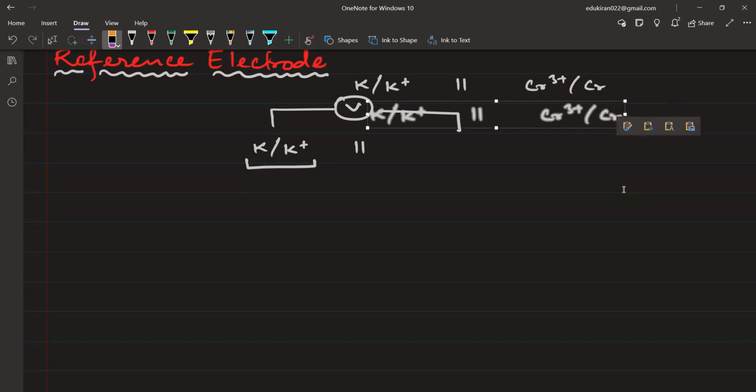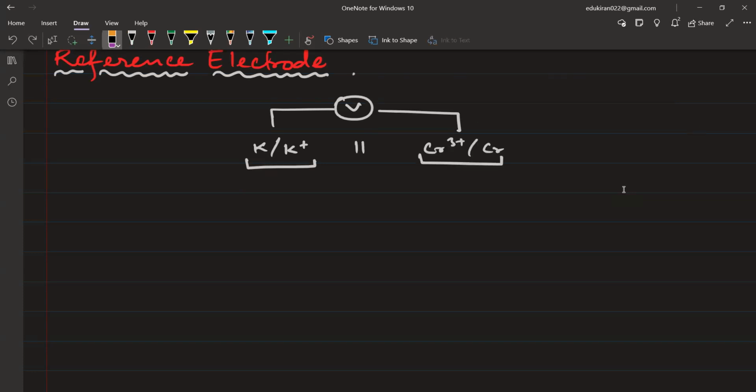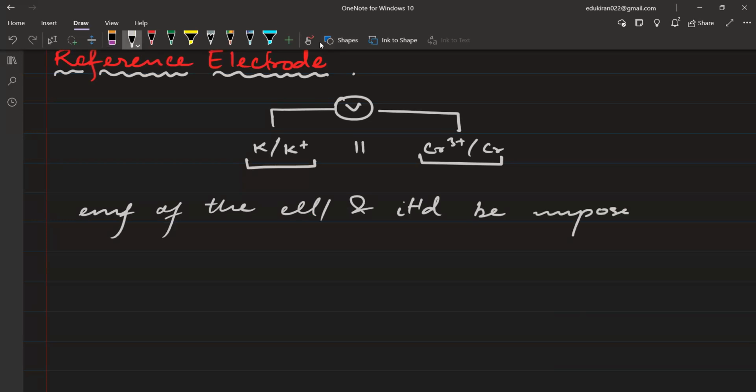So we need to have what? We need to have 2 different half cells in a particular cell. In a cell, we should have 2 different half cells. Achha. If I am going to have always 2 different half cell, then I will be always getting only what? I will be only getting the EMF of the cell. And it would be impossible to determine the EMF of half cell, right?